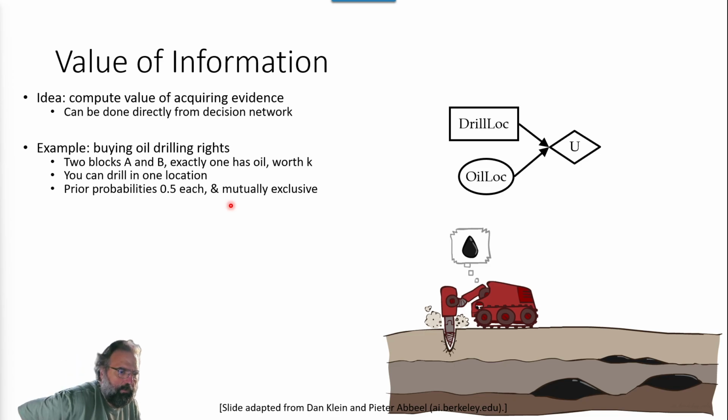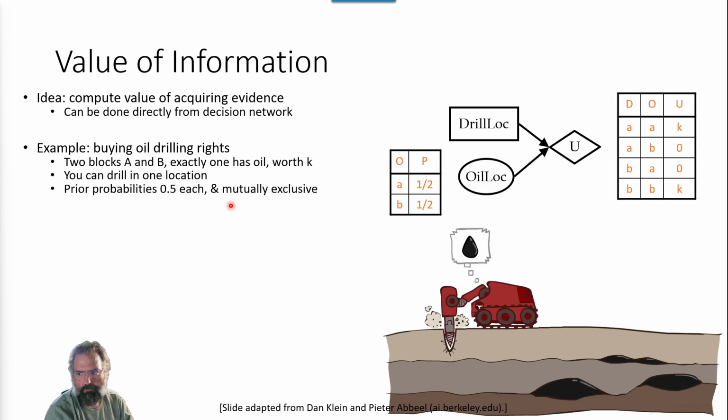So to restate it one more time, you can drill in one location. You don't know anything about the prior probability. So it's a 50-50 chance and mutually exclusive. So do you drill or do you not? And then you have a series of potential outcomes. You're going to hit oil or you're not.